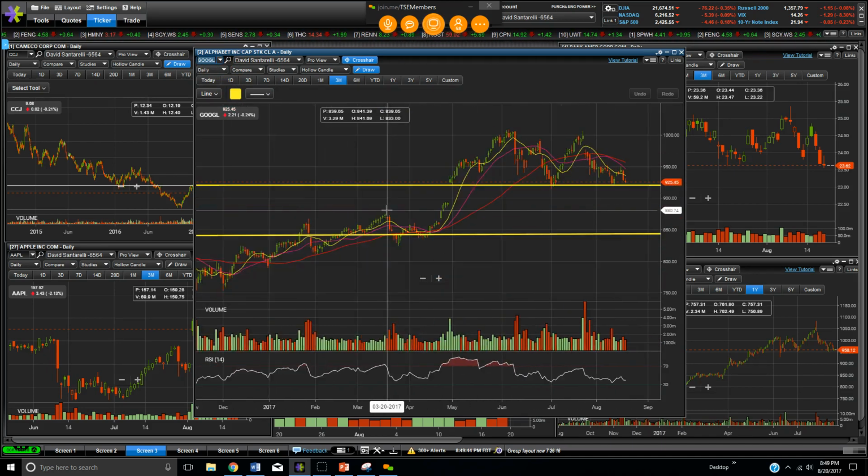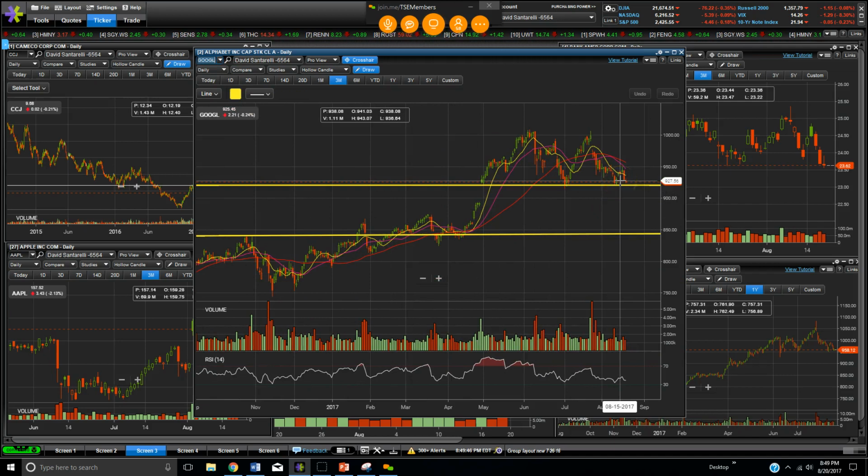This is another one at a major support level right now, and if it closes below, if the markets remain weak, it could easily drop below 850. Okay, any questions on charts? Is there any stocks you guys would like me to analyze?